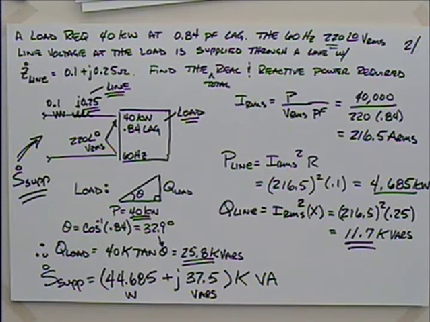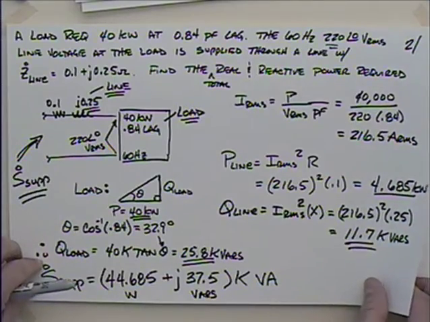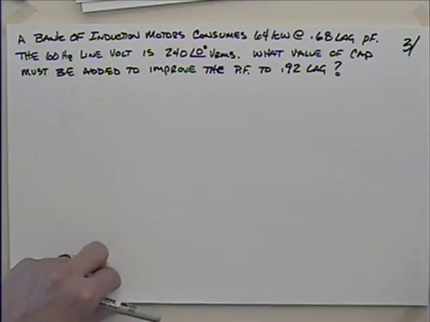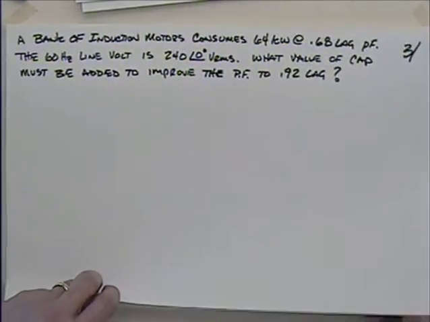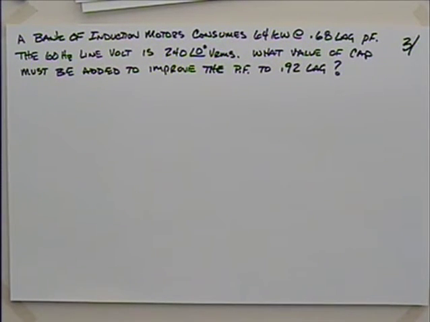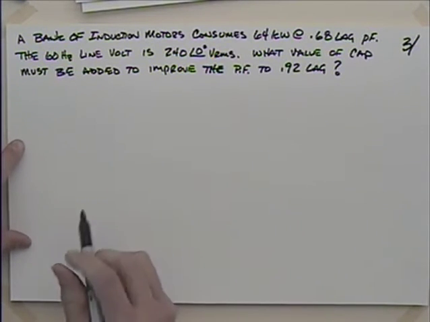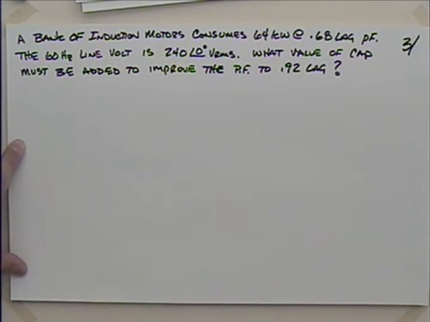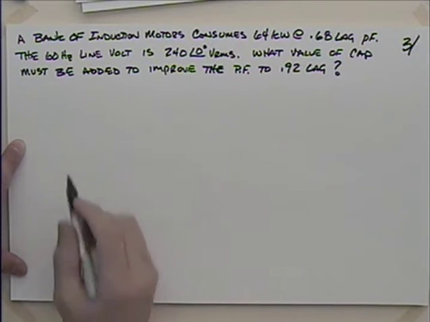Questions with that one? I got another one. This one we can spend some time on. A bank of induction motors consumes 64 kilowatts at 0.68 lagging power factor. The 60 hertz line voltage is 240 at 0 VRMS. And we're asked what value of capacitance must be added to improve the power factor.